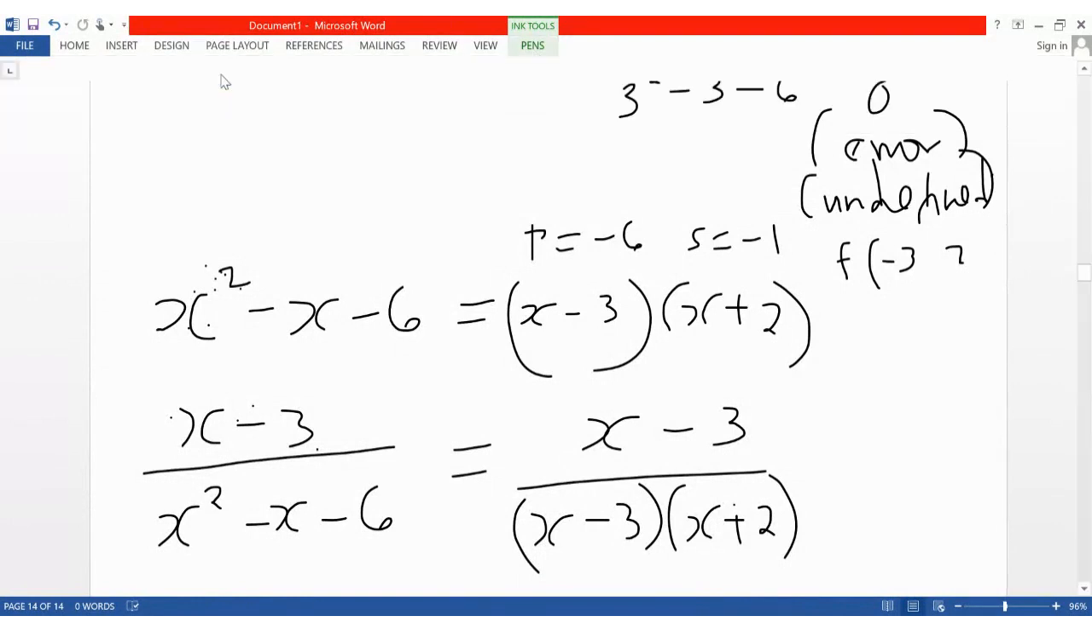This one, and this one there. So you're ending up with 1 all over x plus 2. So if it's possible to remove the discontinuity, kindly remove.